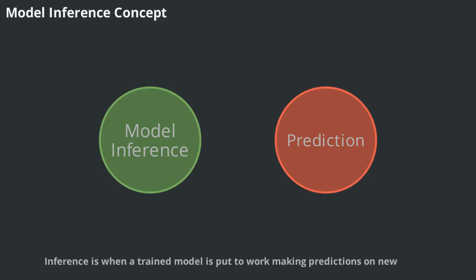Inference is when a trained model is put to work, making predictions on new, unseen data. This is where the value of machine learning is realized, as the model applies its knowledge in real-world scenarios.